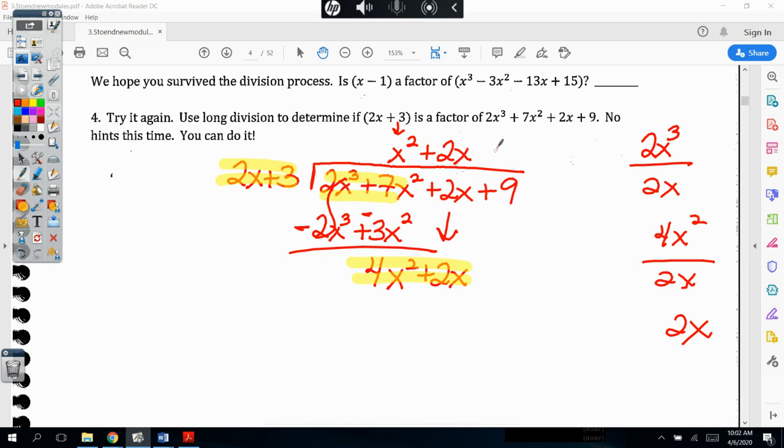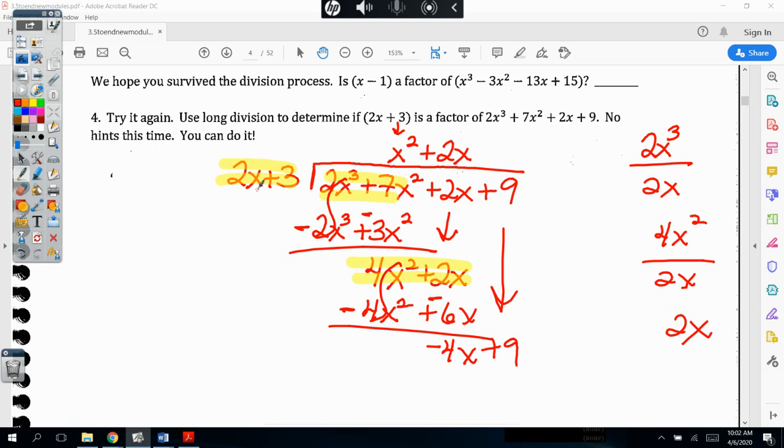So plus 2x. Distribute or multiply down. That will leave 4x squared plus 6x when I take the 2x times the 3. Subtract all the pieces. Negative 4x, drop the plus 9. How many times does 2x go into negative 4x? That'll be negative 2 times. Multiply down. Negative 4x and a minus 6.